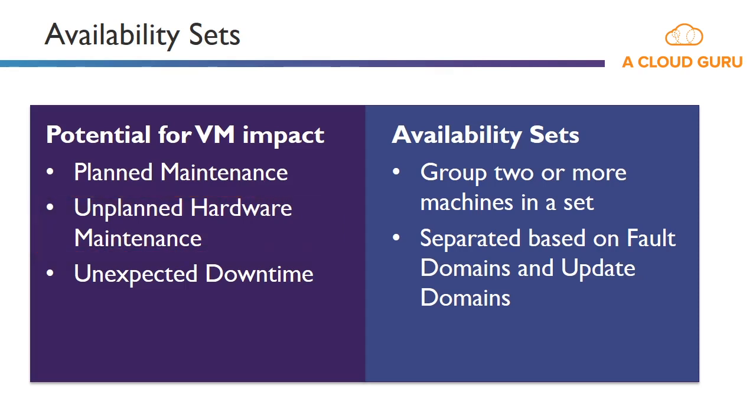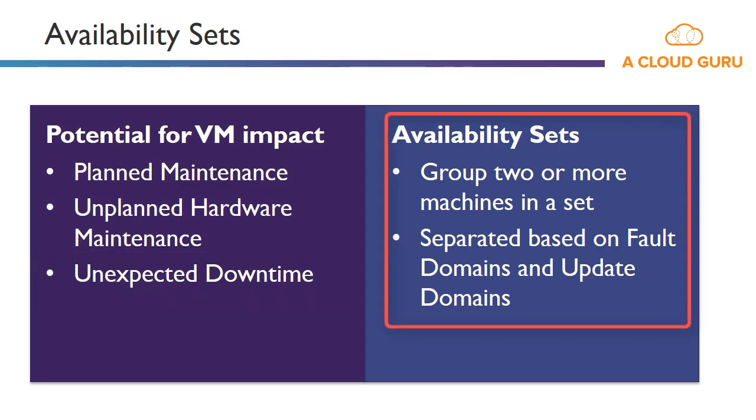And then finally, we have unexpected downtime. This is when there's a catastrophic failure to the underlying hardware. Your VM is shut down immediately, not gracefully, and the VM will eventually be powered on another machine, but your application will receive an outage. The way to solve this is using availability sets.